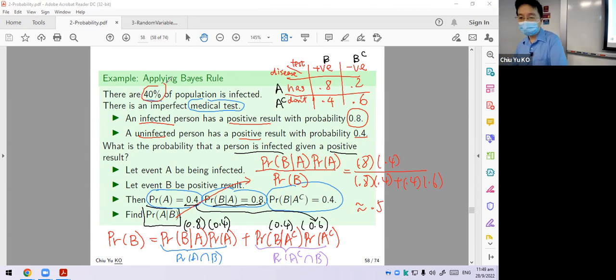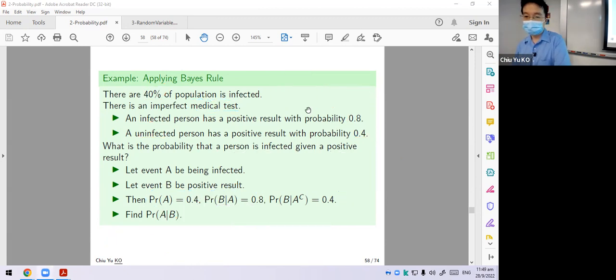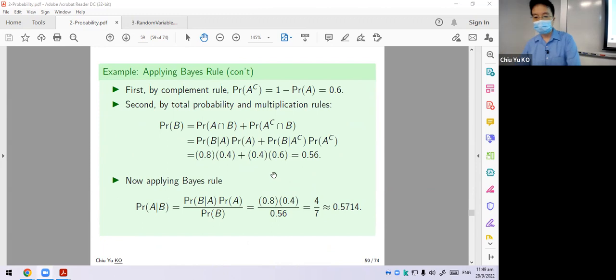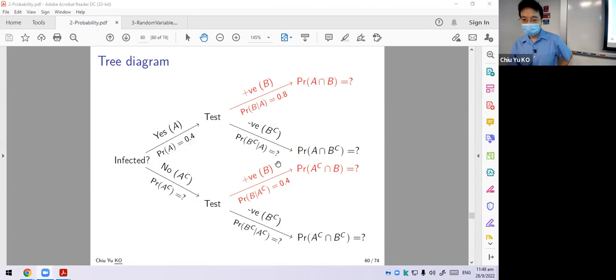Is that okay? I mean, all the calculation is already on the slide. So if you happen to miss it, it doesn't really matter, but it's already there. So this is the calculation result. Okay, so to give you a perspective of what's going on here, you can look at the tree diagram.